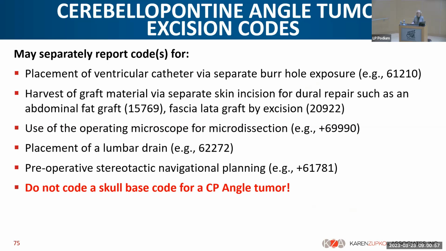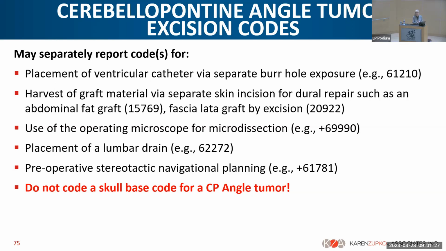So I don't want to say there's only 3 codes. We might get 5 codes if we needed a graft from belly fat, or if we needed to put a lumbar drain, all of those additional ancillary things, because you're going to a separate location, make an incision in the belly to get fat, or make an incision in the back to put a lumbar drain. Those are all separately reportable and payable by all of our payers, okay? Microscope as well, and neuronavigation, all of these things can be separately payable.